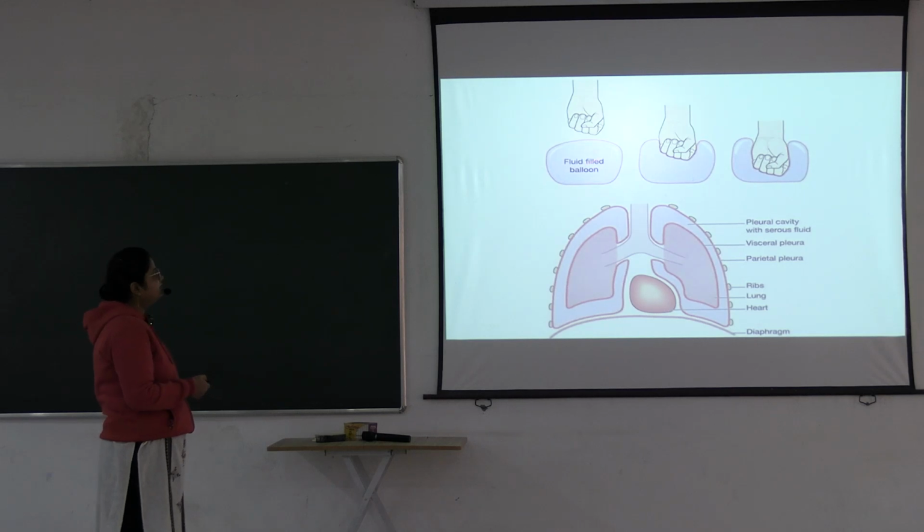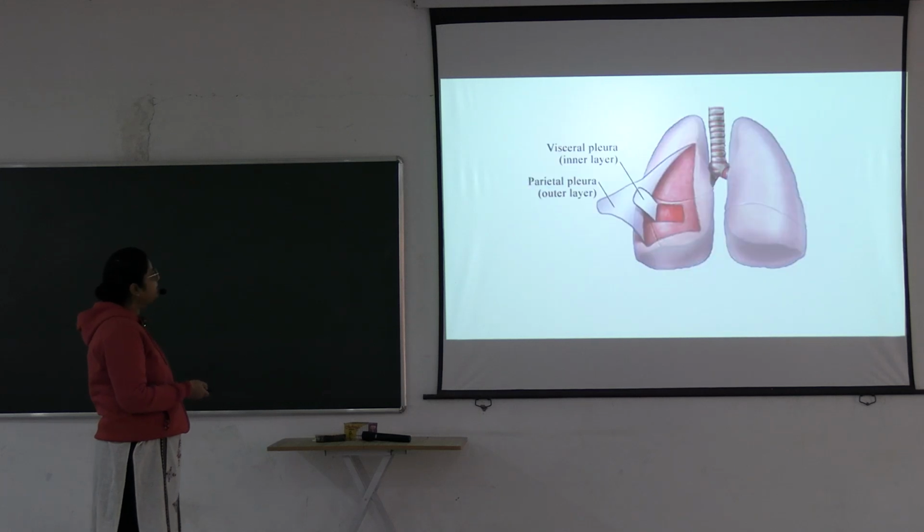This is how the pleural cavity develops. The lung bud insinuates within the pleural cavity to form this pleural fluid filled pleural cavity surrounding the lung during development. Okay. So here it has been cut open. Outer one is the parietal pleura, inner one is the visceral pleura. Okay.